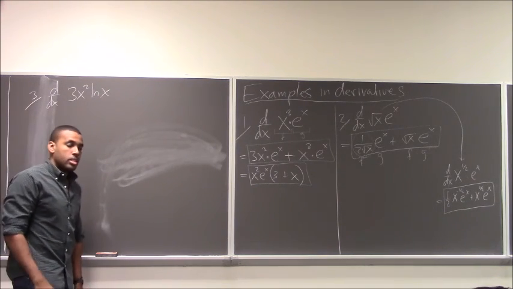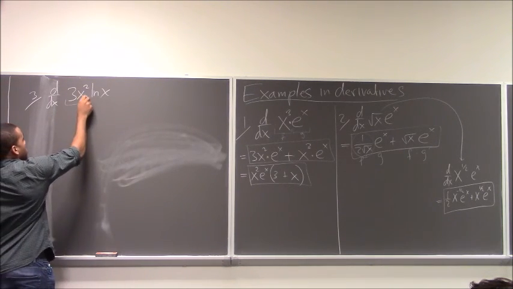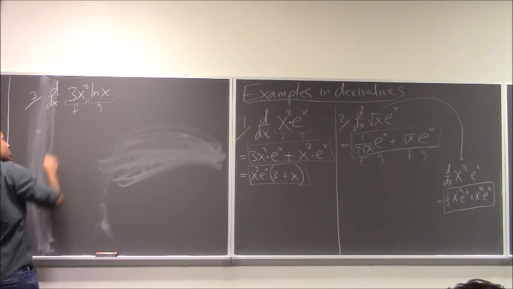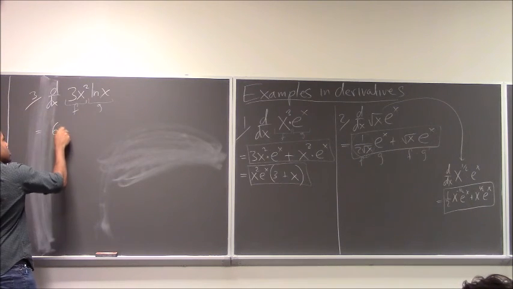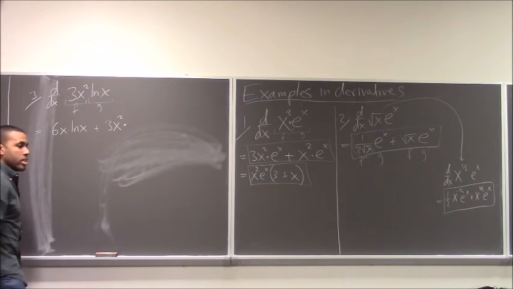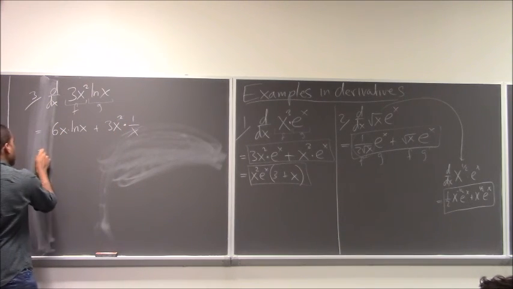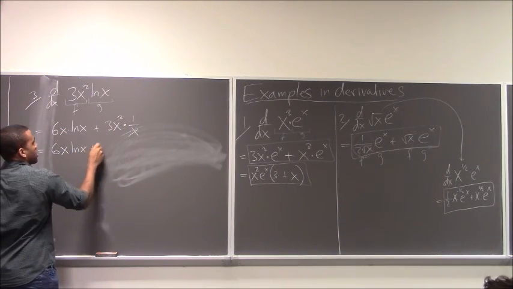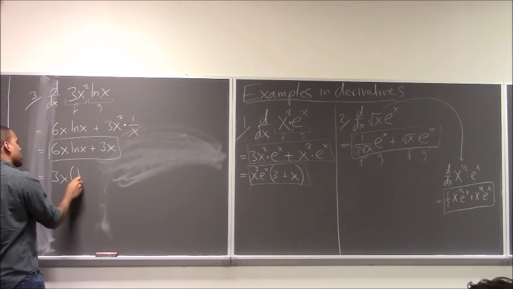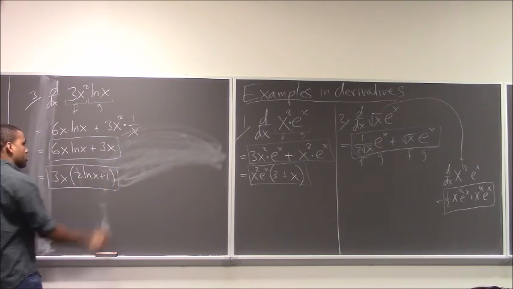How do you do this one? Same. Product rule, still a multiplication of functions. That's your f, that's your g, so you're going to do your product rule. Differentiate this one, you get what? 6x by the power rule, leave the ln x alone, plus now you leave the 3x squared alone and multiply by the derivative of ln x, which is 1 over x. So that's pretty easy to simplify, so I'll do that. So that would be your answer. Or you could factor out a 3x into ln x plus 1.